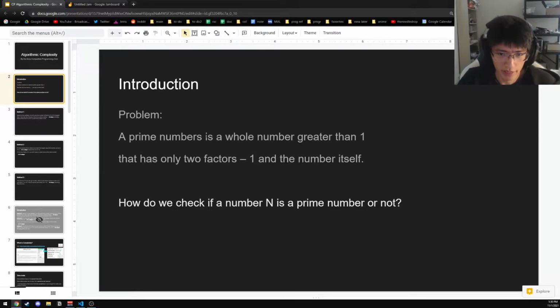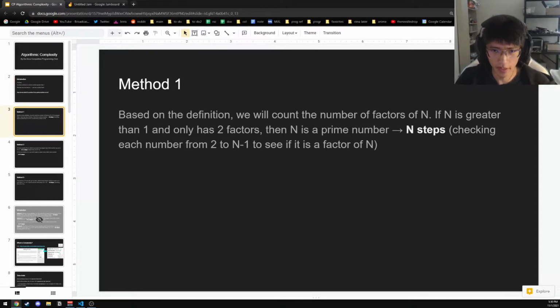A prime number is defined as a whole number greater than 1 that has only two factors, 1 and itself. So the first thing that you might think of is to find the number of factors of n, and if you find a factor of n, then you can say that it's not a prime number, and if n is greater than 1 and only has two factors, then n is a prime number.